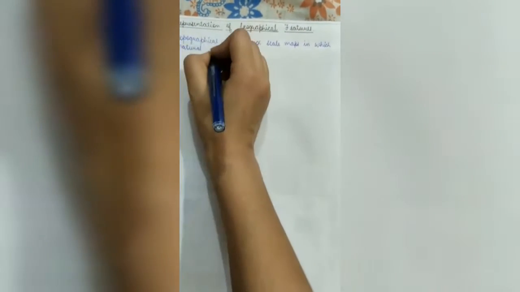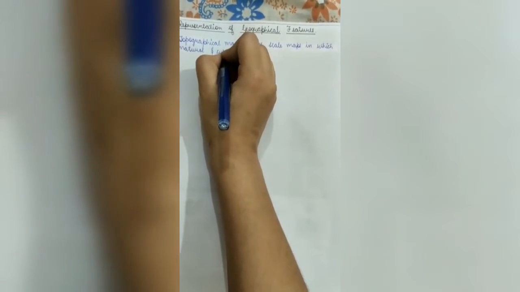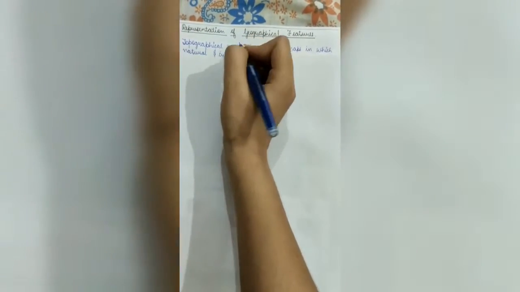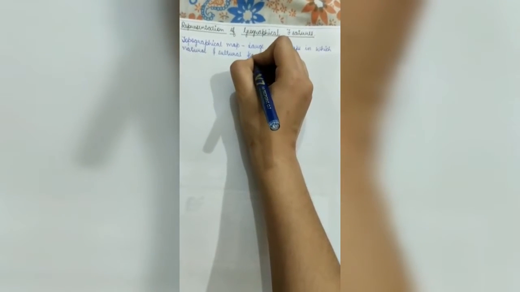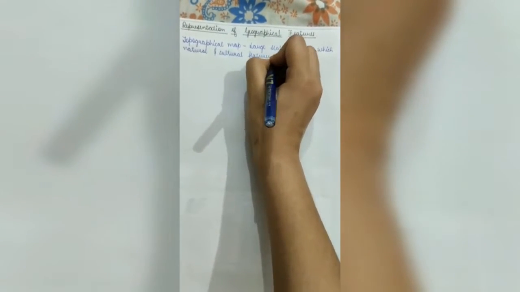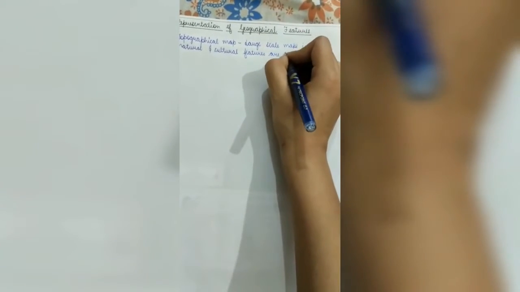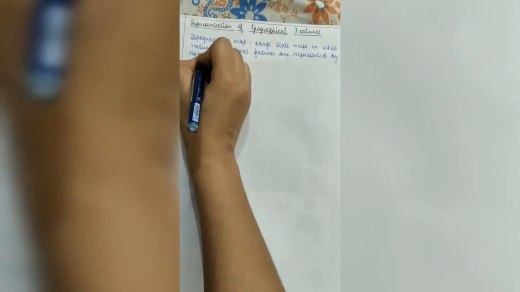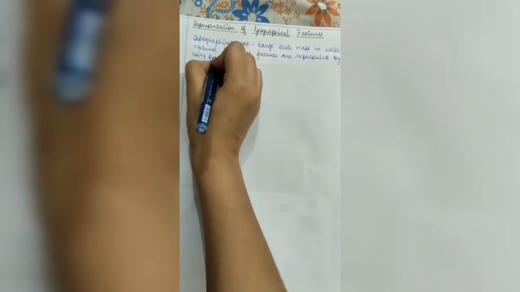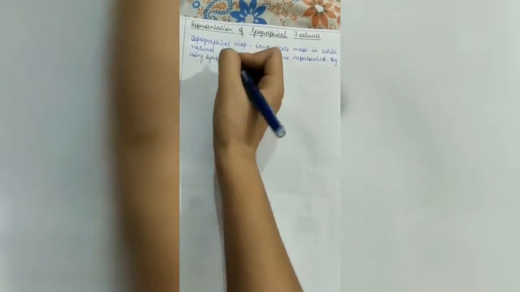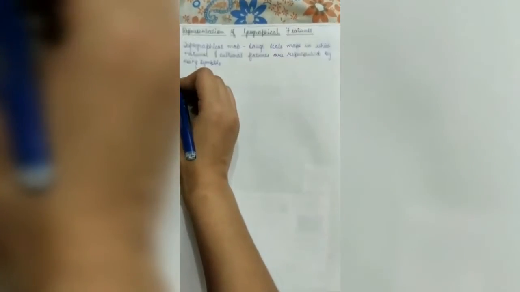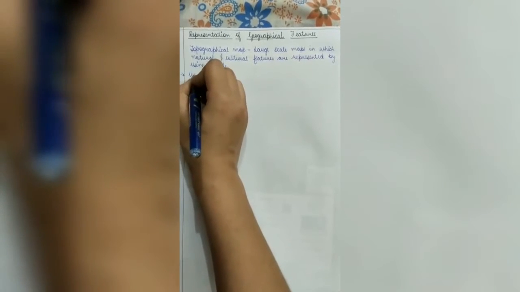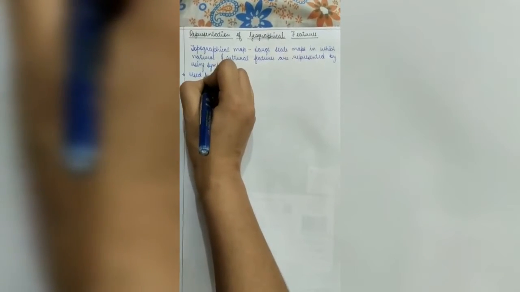Topographical maps are large scale maps in which natural and cultural features are represented by using conventional symbols. Now, I would suggest you underline each and every important keyword, which is large scale map, natural and cultural features, and represented by conventional symbols. In the paper also, if you underline these terms, it will be easier for the person who is checking it.